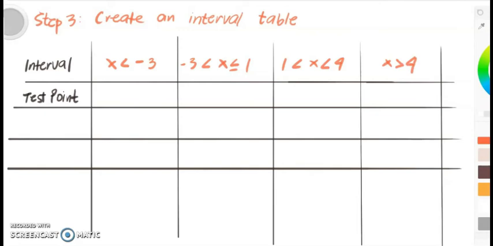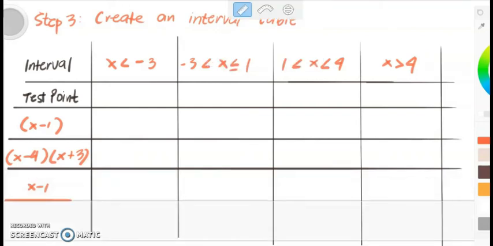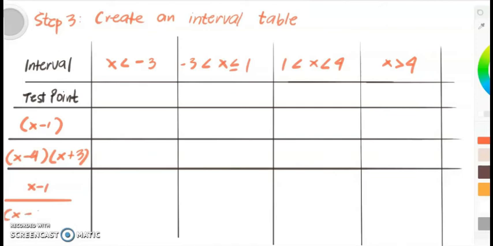So in the rational inequality, we have x minus 1 as the numerator and x minus 4 times x plus 3 as the denominator. And together, the rational inequality was x minus 1 over x minus 4 times x plus 3.